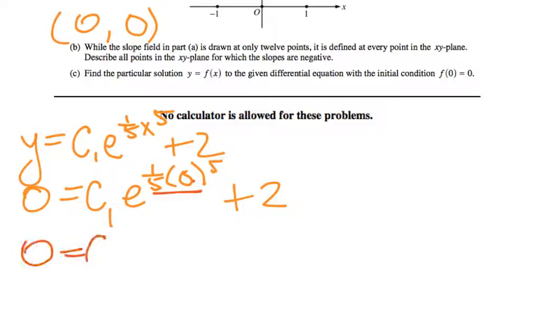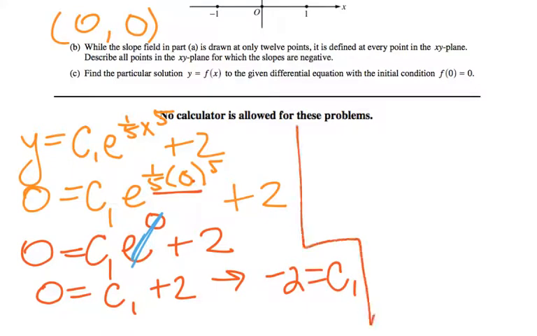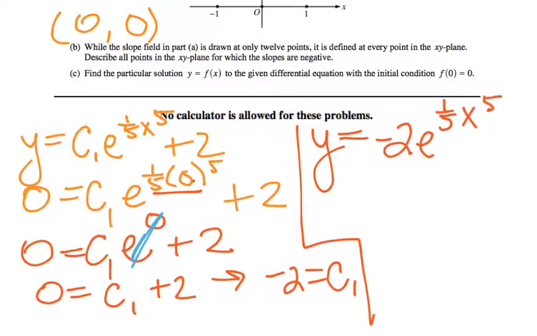So this is 0 equals C1 times e to the 0, plus 2. E to the 0 we know is 1. So we really have 0 equals C1 plus 2. That means that negative 2 is equal to our constant. So our full equation is y equals negative 2 e to the 1/5 x to the 5th plus 2.